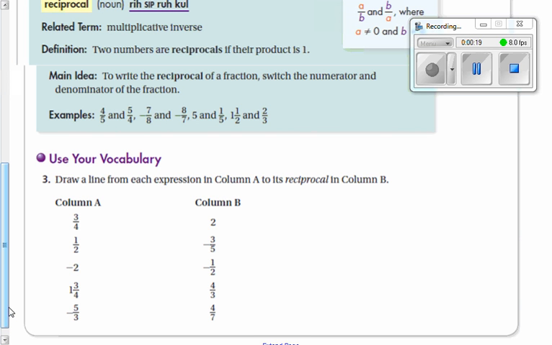Make sure you notice the very important definition there, reciprocals.